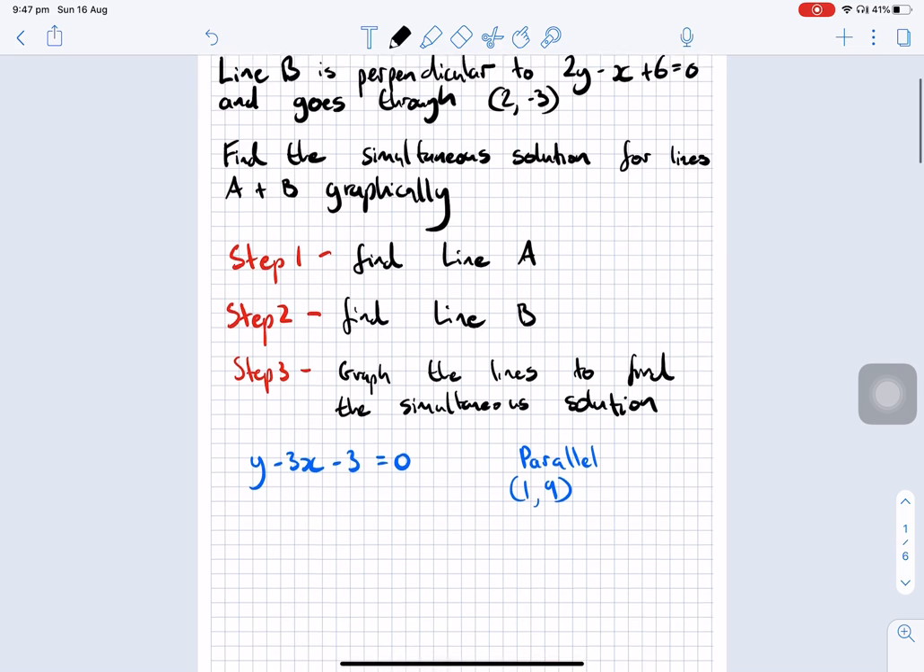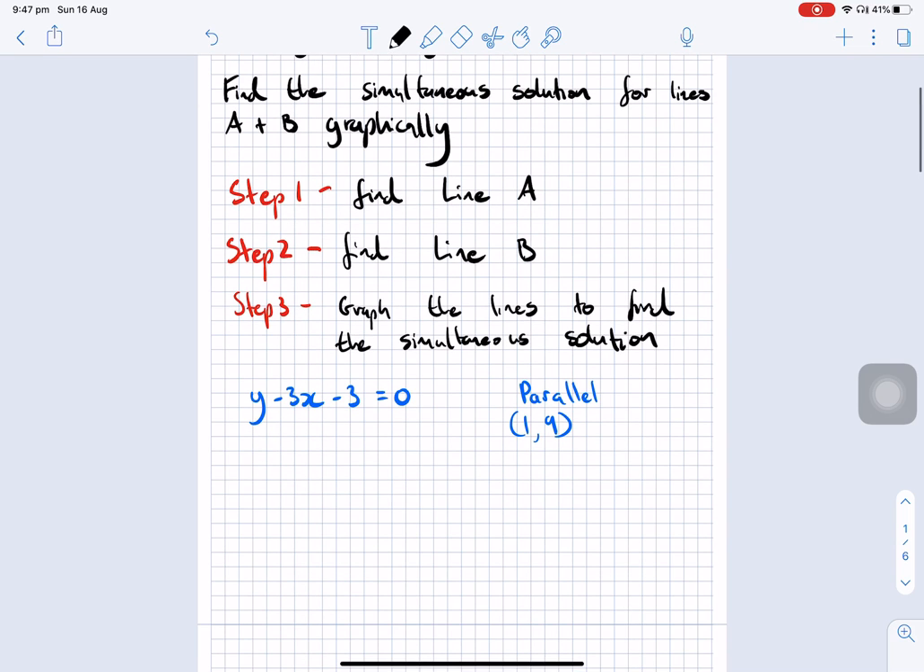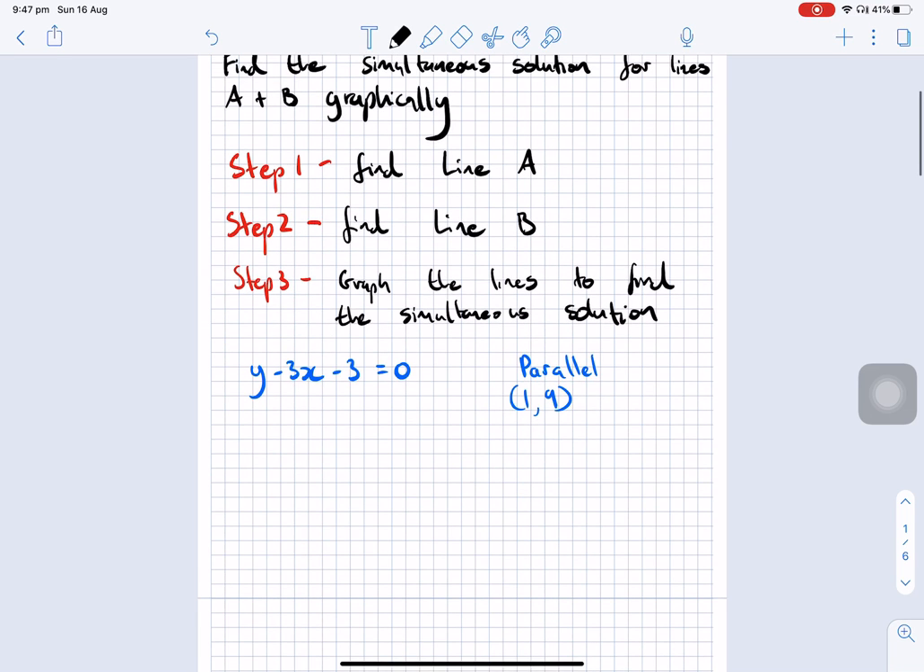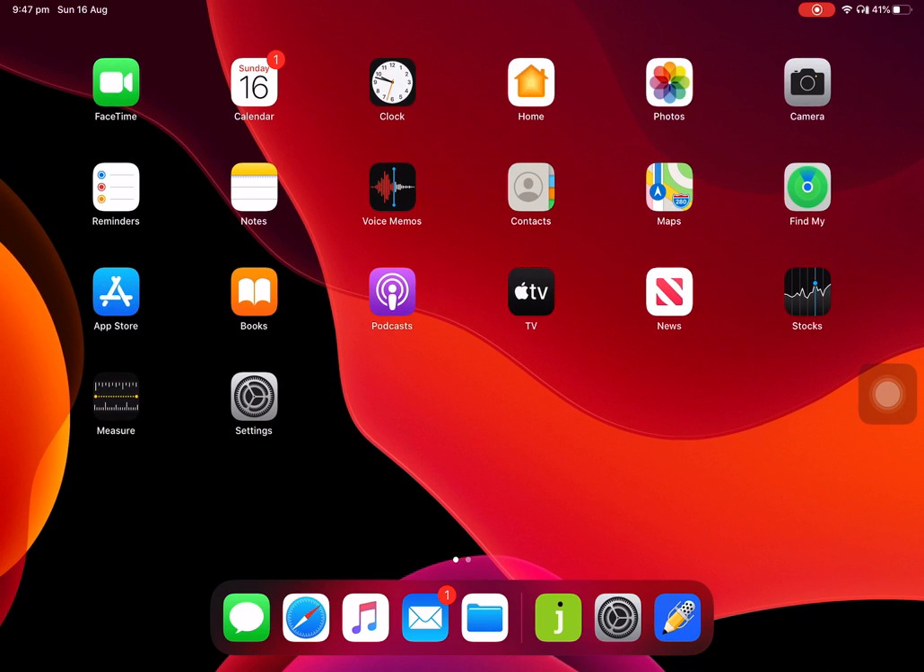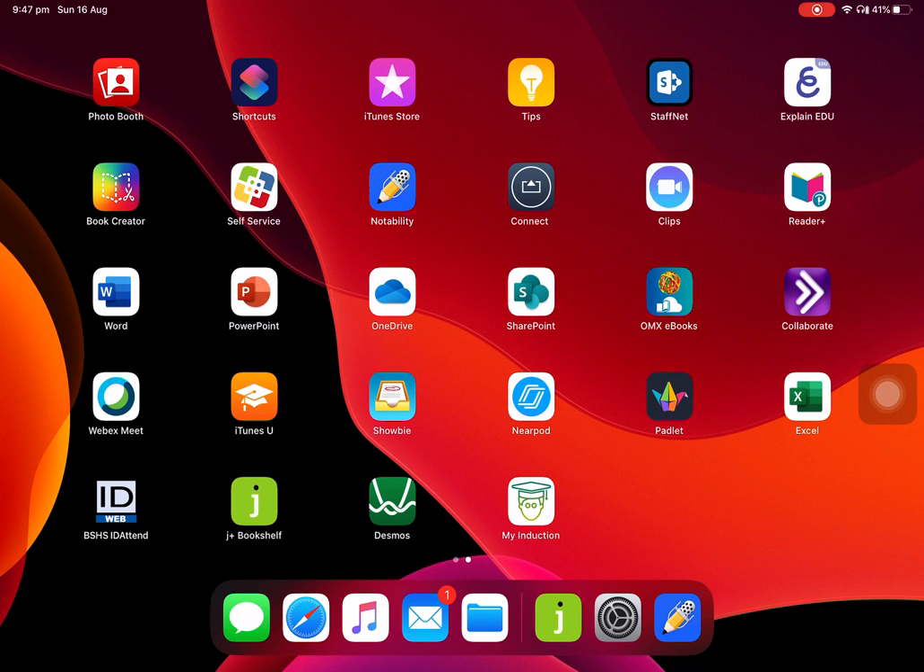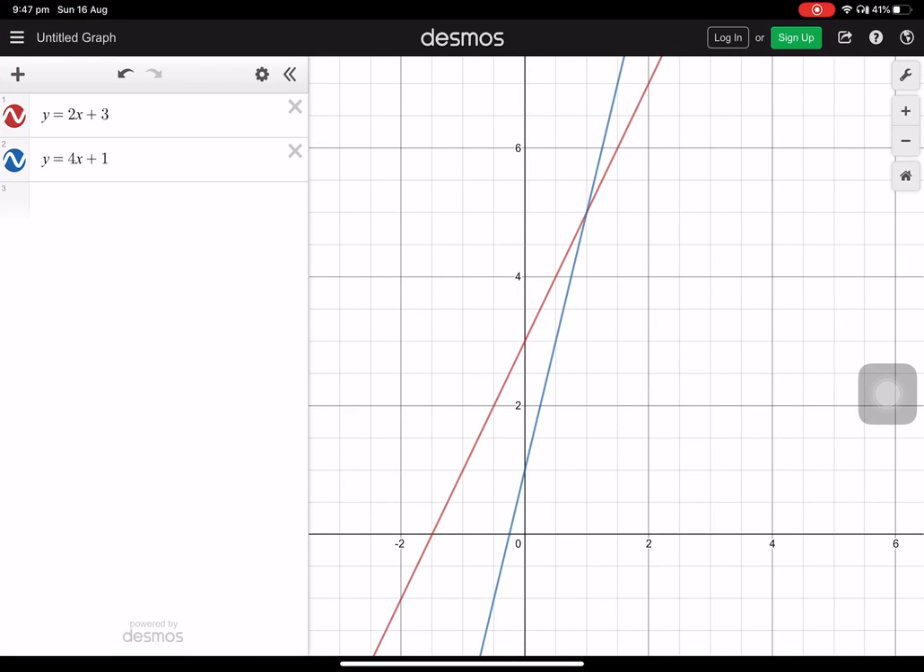So I've just stepped out the steps we're going to follow here. Step 1, we're going to find what line A is. Step 2, find what line B is. And then step 3, we're going to graph those lines on a bit of graph paper, and we're going to be able to find the point that intersects. And that will be our simultaneous solution. Just keeping in mind what I mean by that.